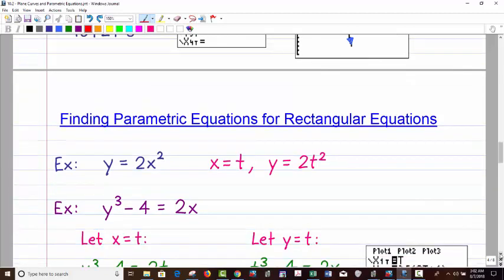Now we're going to look at finding parametric equations for rectangular equations. In other words, this time, I mean, it's parametric, then we're going to convert it to rectangular. No, backwards. It's rectangular, now I'm going to make it parametric. So for simple ones like y equals 2x squared, you want to let one of them just equal t, and you want to pick the more complicated side. So this one's actually really easy, because if you let x equals t and plug that in there, then y would just be 2t squared. And then there's your set of parametric equations right there.